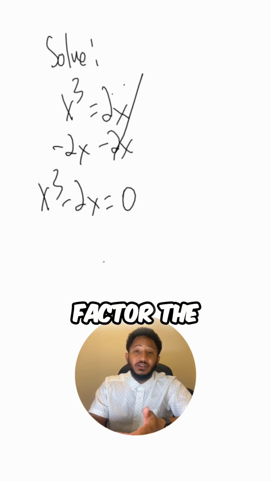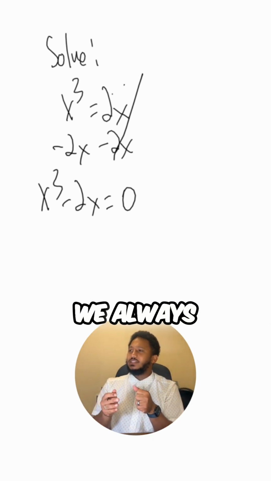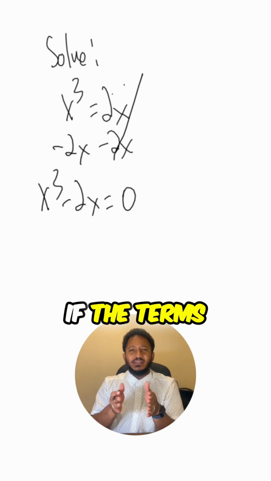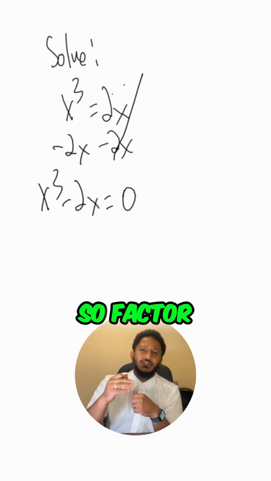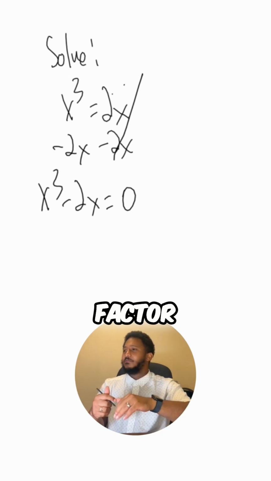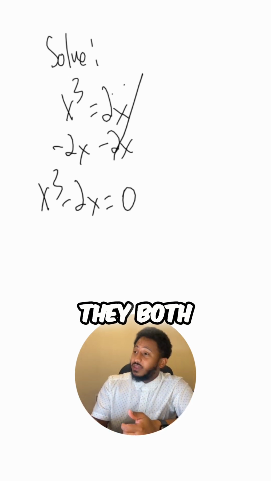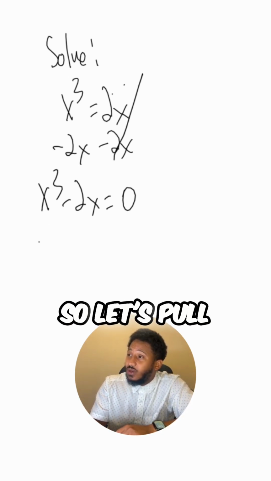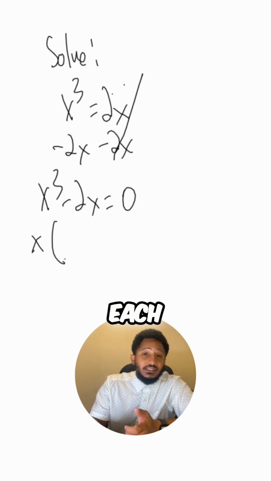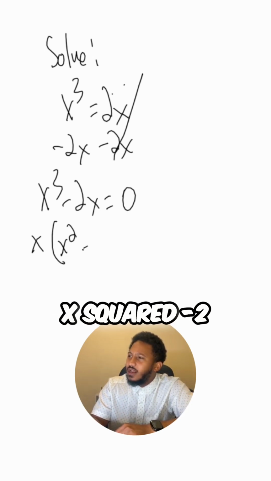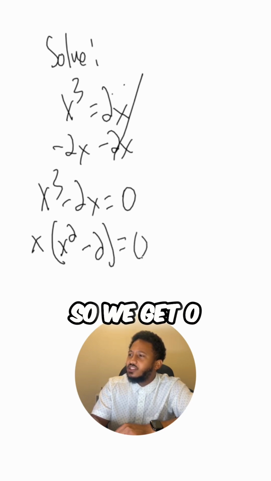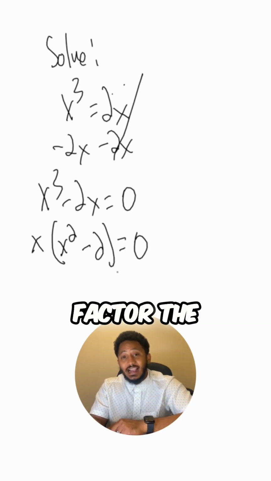Next up, factor the other side. Now, when factoring, we always first see if the terms have anything in common that I can pull off of each or factor out. So factoring out the GCF, the greatest common factor. Here, they both have an x in common. Both of these terms have an x, so let's pull an x out of each. By taking x out of each, what's left? x squared minus 2. Okay, so get 0 on one side, factor the other side.